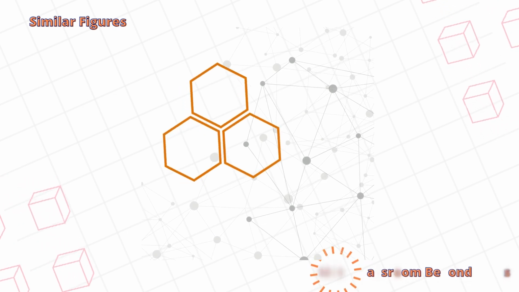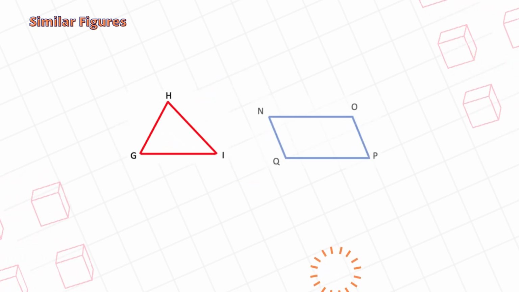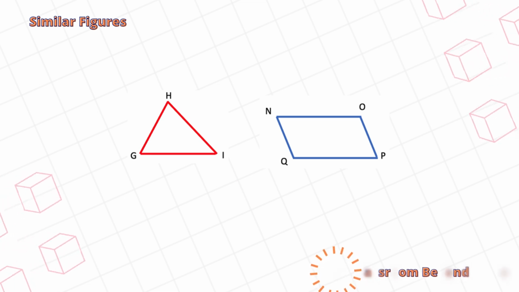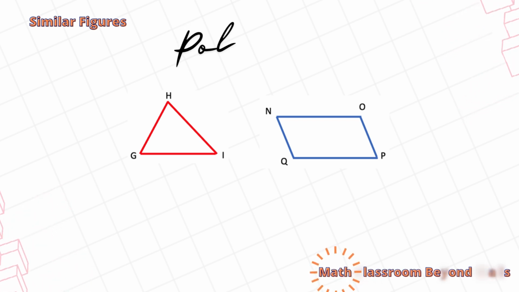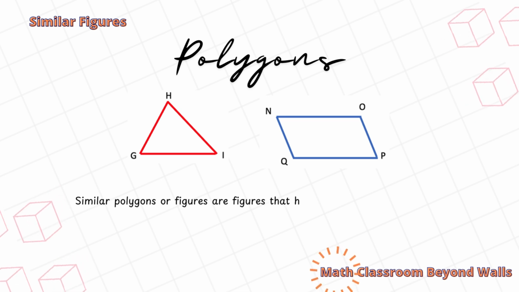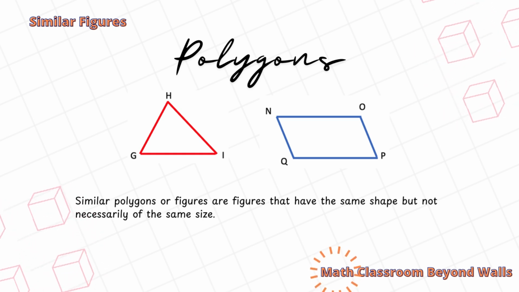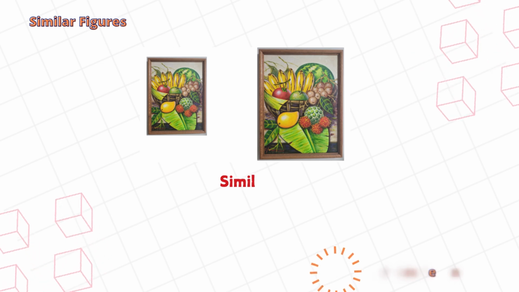Let us start by describing what polygons are. Polygons are closed figures with at least three straight sides. Triangles and parallelograms are some examples of polygons. Similar polygons or figures are figures with the same shape but not necessarily of the same size. The paintings shown here are similar.